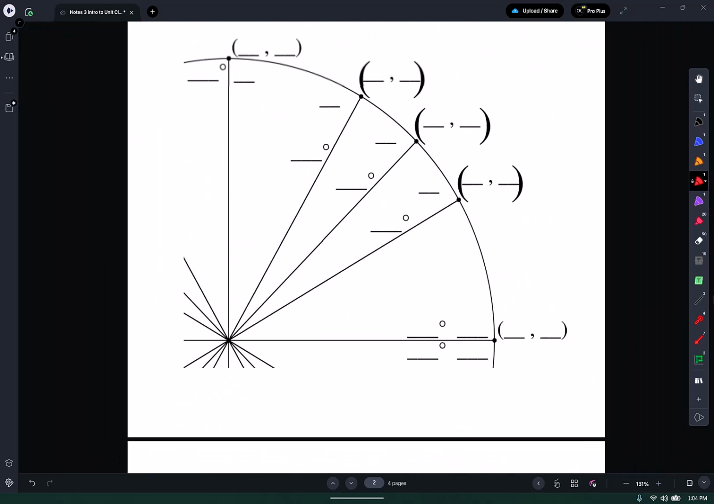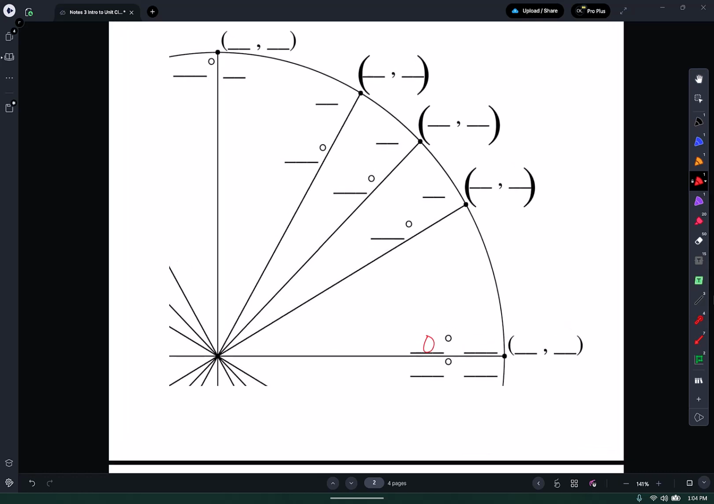All right, so I want you guys to observe this. Wherever you see that little degree symbol, you're going to put the degree. So that's a 0, and then the first one is 30, and then the next one, and the next one after that, and then this one right here. There it is. So put those in.